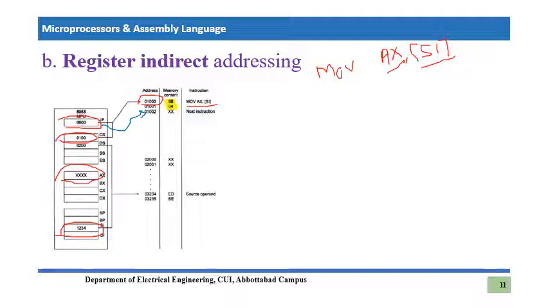What's going to happen? We need to calculate the physical address of this memory location. Since there is no segment override prefix, DS will be used. So the DS value is what? 0100. It will be multiplied by 10, so it will become 01000, plus 1234. Why 1234? Because the effective address is the content of SI, and SI's content is 1234. So the effective address will be the value of SI, which is 1234.